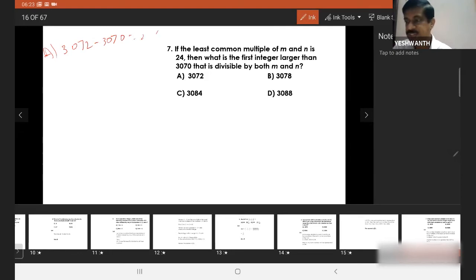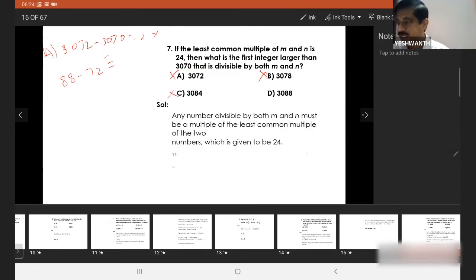So this is not the answer, so it is ruled out. 78 minus 70, that is 8, not the answer, because you are getting only 8. That should be a multiple of 24. 84 minus 72, that is 12, not the answer. 88 minus 72, what is this? So you are getting 16. So none of these we are getting.